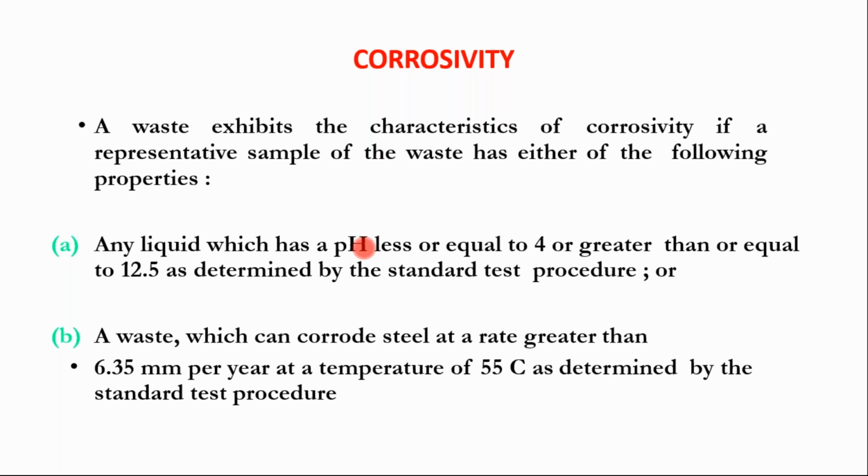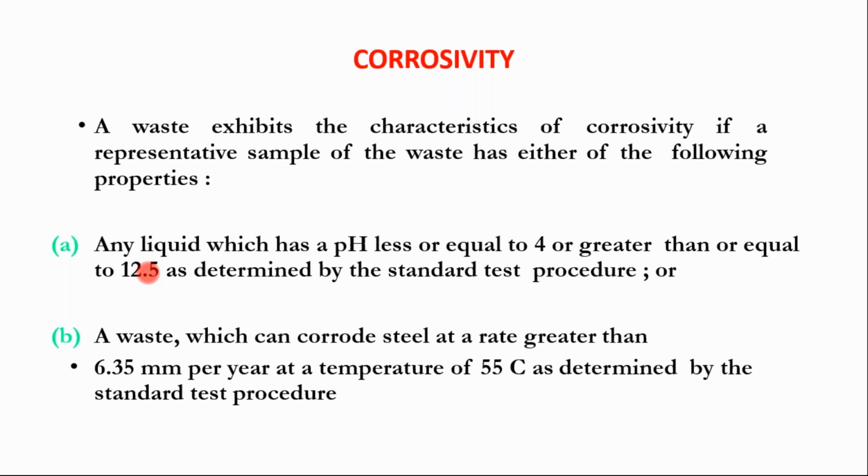So 7 is the neutral state. When it is between 0 and 7, it is called acidic in nature, and if it is more than 7 and less than 14, then it is basic in nature. When we are talking about a pH value less than 4, it means a strongly acidic substance. And when we are talking about a pH value more than 12.5, it means a strongly alkaline substance.